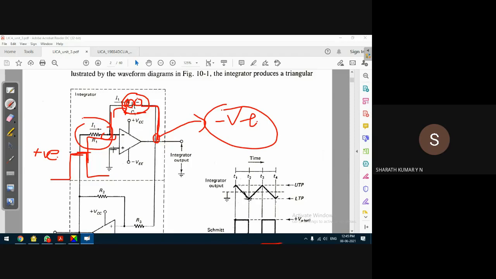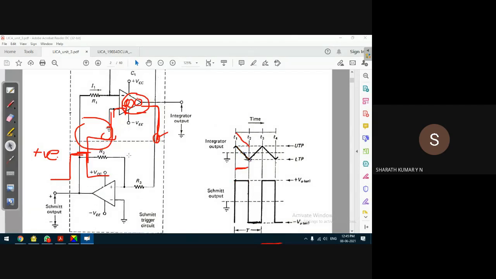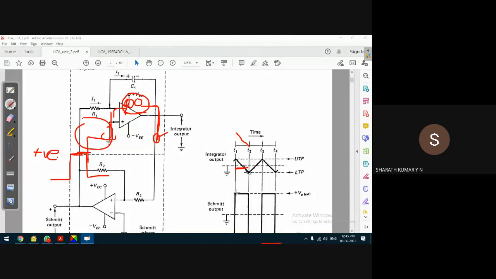You can observe that in the waveform also. I'll go to the waveform. When the output of the Schmitt trigger circuit is positive, you can see that the capacitor voltage is tending towards negative. Though the output of the Schmitt trigger is constant, the capacitor charges gradually. This is the charging and discharging cycle we have observed in diode rectifier circuits.